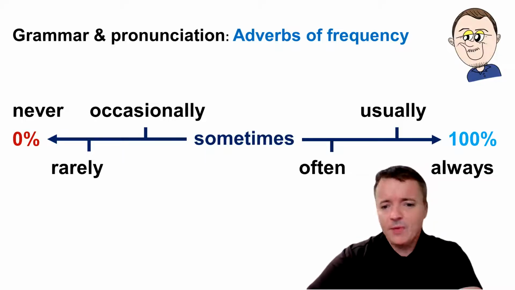Never, rarely, occasionally, sometimes, often. Sometimes the T is pronounced, sometimes not. Often, often. I say it often. Both is okay. Usually, always.